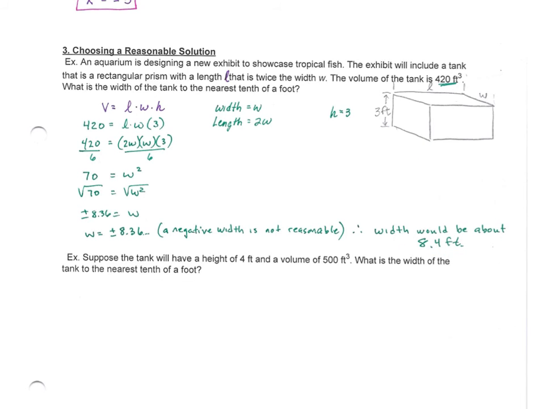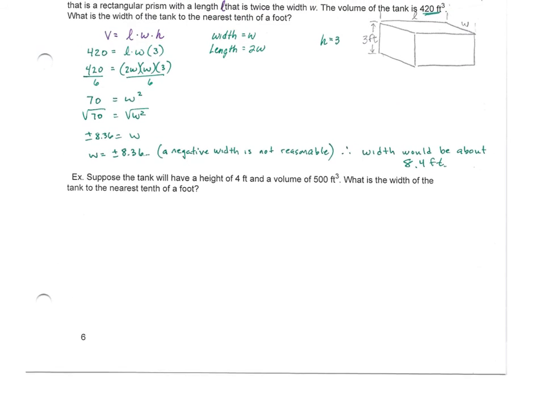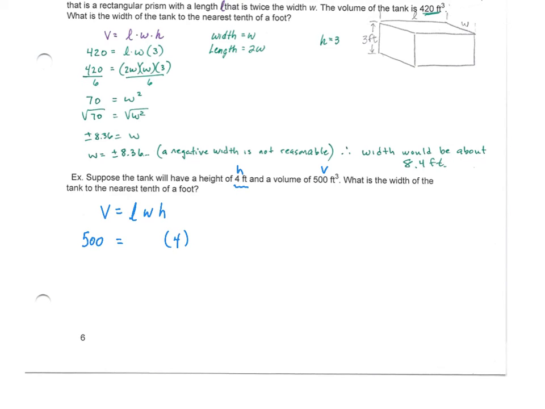So if we go and we work on this next problem, doing the same thing, and we can keep the image of the tank here. So here's going to be my tank, and we know that we have the volume formula. Volume equals length times width times height. And they've told us that the height's going to be 4 feet. So my height is going to be 4, and the volume is going to be 500, right? And then it says, what is the width of the tank to the nearest tenth of a foot?